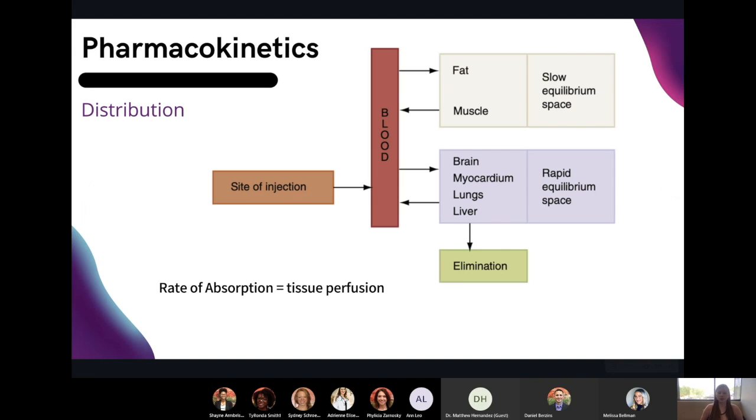After the local anesthetic reaches the blood, the rate at which local anesthetics distribute to tissues depends on how fast those tissues are perfused. Rapidly perfused organs are, as you can see here, brain, myocardium, liver, lungs, and also kidney and spleen. Slowly perfused organs are adipose and muscle tissue, which is where we inject most regenerative injections.